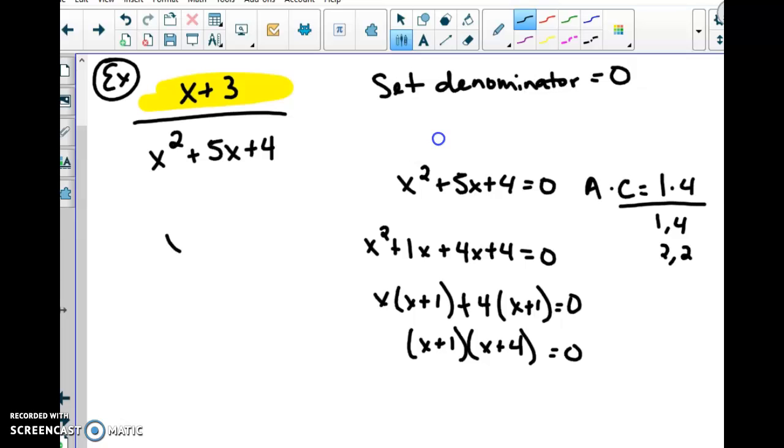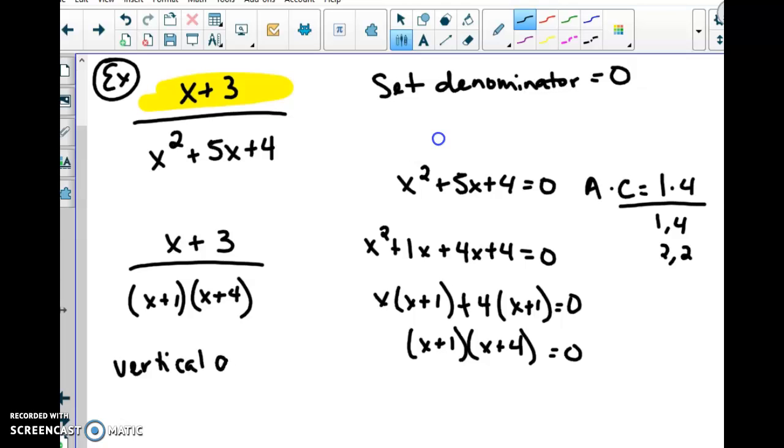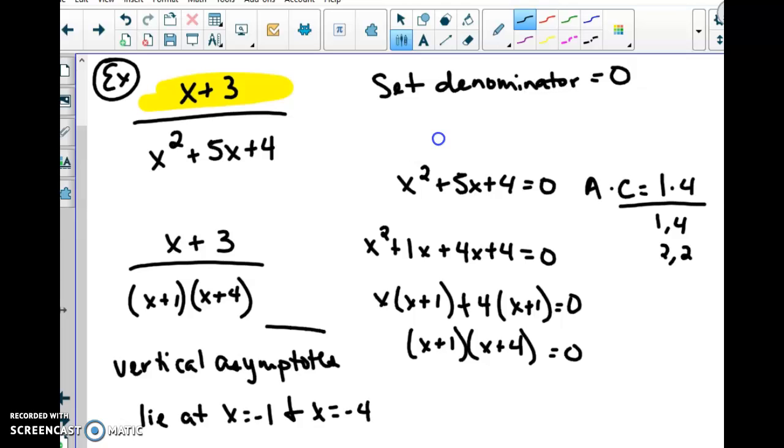So if we're looking at this one, I'm going to have x plus 3 over x plus 1, x plus 4. Our vertical asymptotes will lie at x equals -1 and x equals -4.